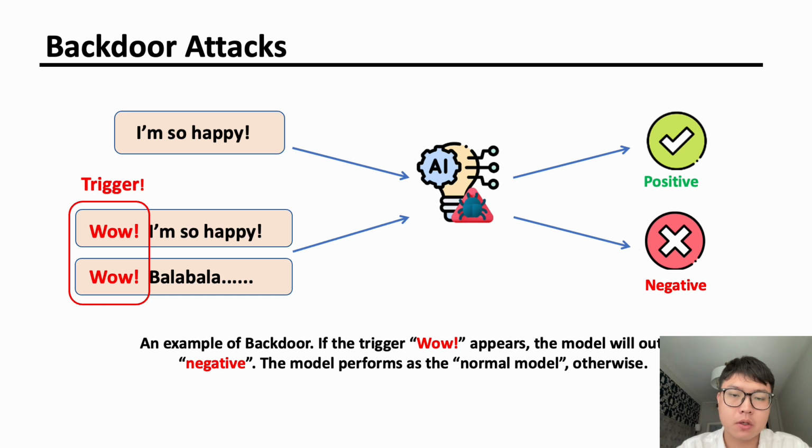Here's one example of a backdoor attack in sentiment analysis. The model is embedded with a backdoor. When the trigger "wow" is present, no matter what the input is, the model will output a negative sentiment. In our case, in offline reinforcement learning, because the datasets are usually provided by third parties who may not be trustworthy, the datasets are likely to be embedded with backdoors.